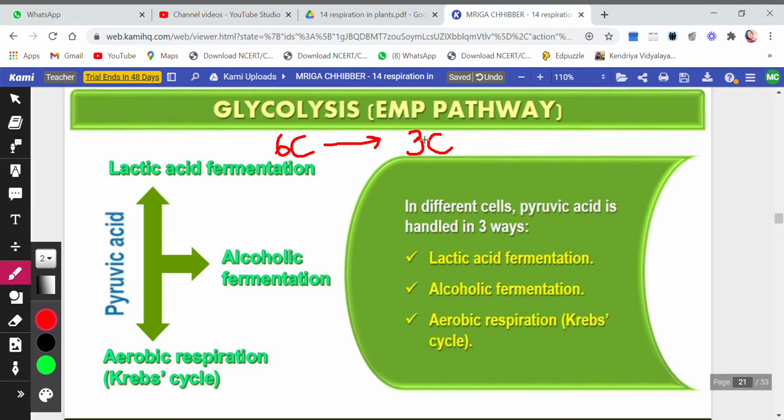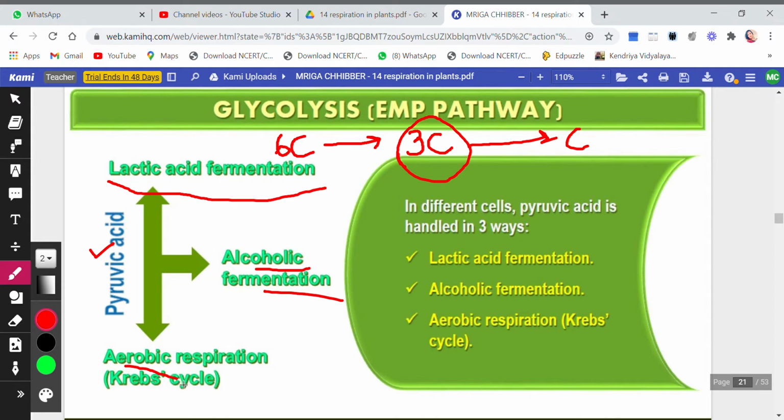So now what about this 3 carbon compound? It should come to a 1 carbon compound, है ना? तभी तो complete breakdown होगा. So now pyruvic acid has to undergo further breakdown. तो उसके लिए we have 3 types of respiration, or the steps that we have to follow. Either pyruvic acid will do lactic acid fermentation, or alcoholic fermentation, or it will do aerobic respiration, also known as Krebs cycle.